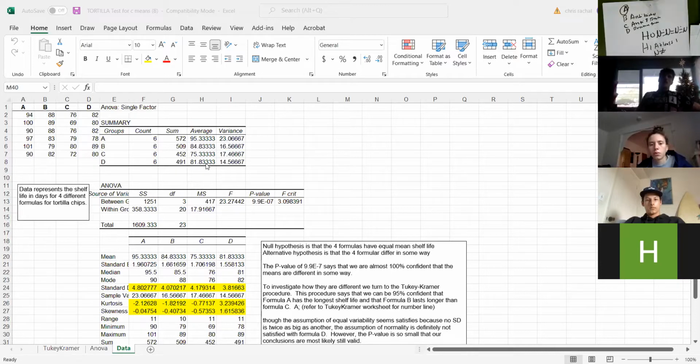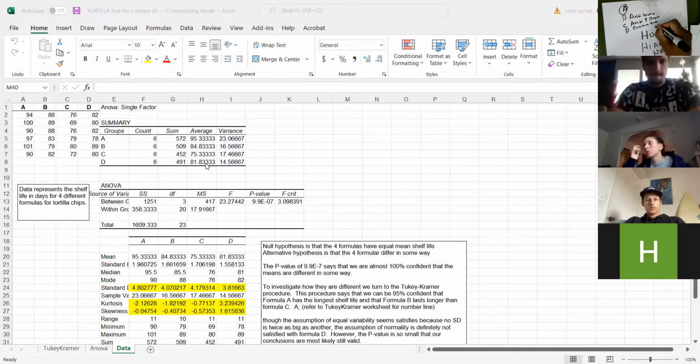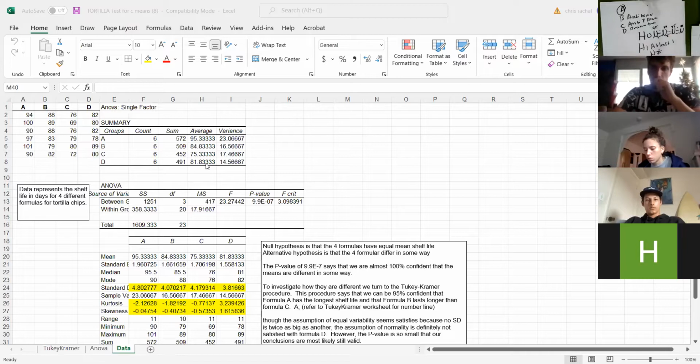And so we're comparing each one of these averages. Each one of these is an amount of days. So group 1 mean, they stayed 95 days. Group 2, they stayed 84 days. Group 3, they stayed 75 days. And group 4, 81 days. That's what each one of those groups represents, how much time they stayed. And we're saying at least one of them is different.